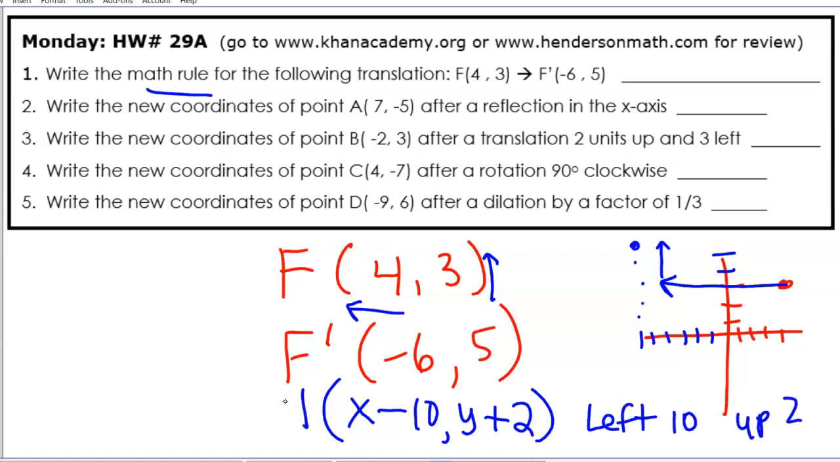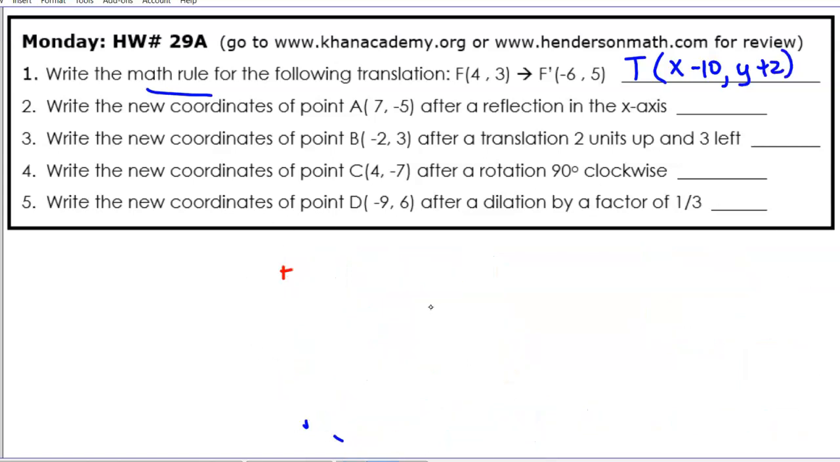Or you can write it using this translation notation, which is T for translation, and that all the x values should be subtracted by 10, and all of the y values should be added by 2. That's the math rule, but the English rule of left 10 and up 2 is also good.